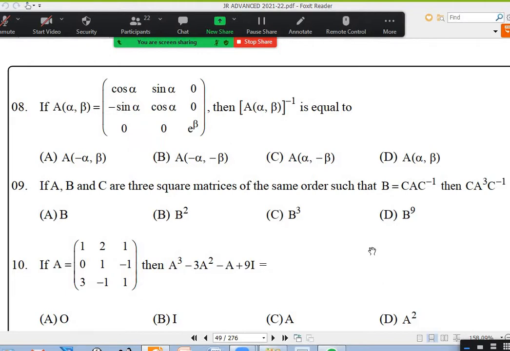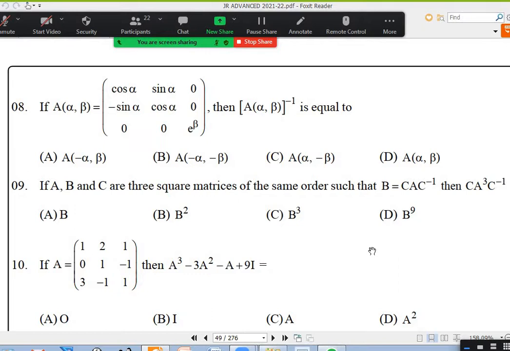Okay, anybody any doubt about the 8th question? No, sir. Basically, find the inverse and you will get an answer. You will understand that beta should be replaced with minus beta, or maybe alpha should be replaced with minus alpha. The answer is option C, sir, A of alpha, minus beta. Yeah. When you find the cofactors and all, it will come as it is.